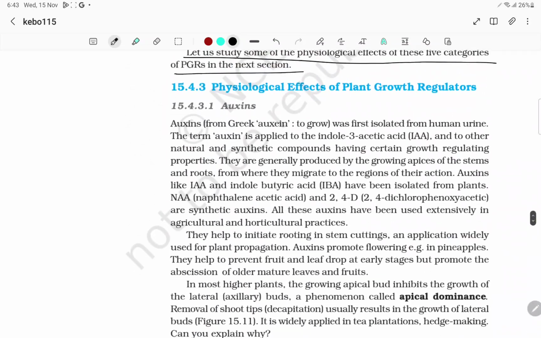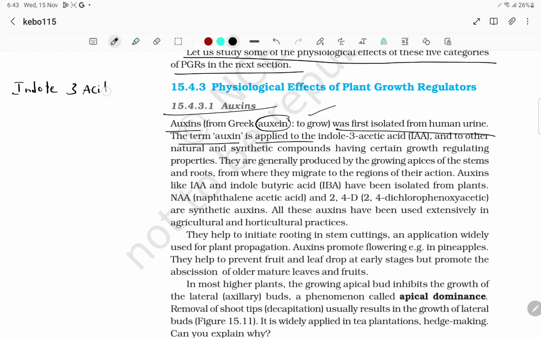The very first one we are going to see here is auxins. Auxin, from the Greek auxein, means to grow, was first isolated from human urine. The term auxin is applied to indole-3-acetic acid, derived from indole compounds, and we have to remember Charles Darwin and his son Francis Darwin and F.W. Went. And there are other natural and synthetic compounds having certain growth regulating properties.